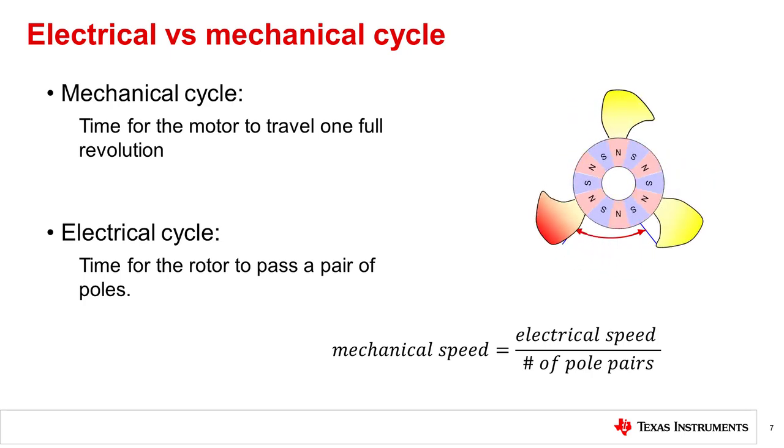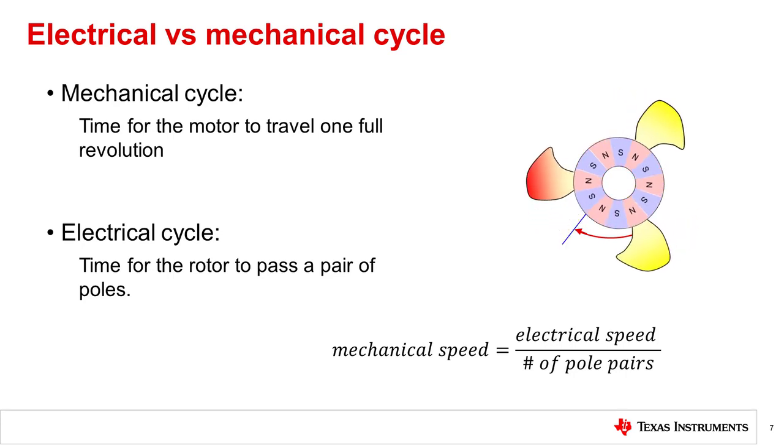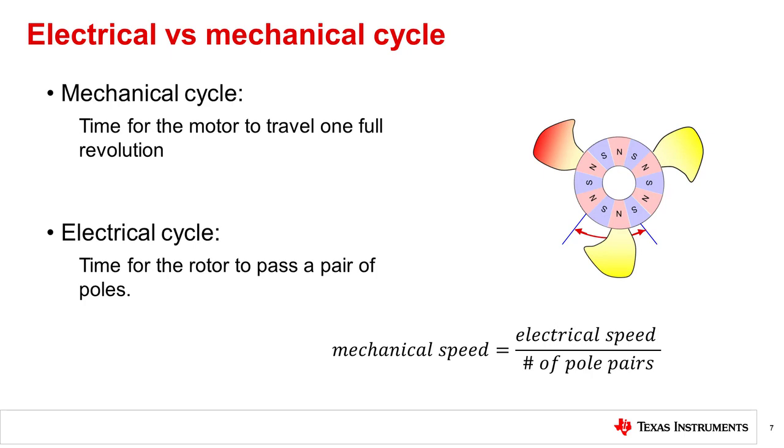Typically, when people refer to the speed of a motor, they refer to the mechanical cycles. An electrical cycle is the time for a rotor to rotate through one set of pole pairs, as shown in the animation on screen. The reason why electrical cycles are significant is that in some methods of motor rotor position tracking, rotor position is detected in terms of electrical cycles.